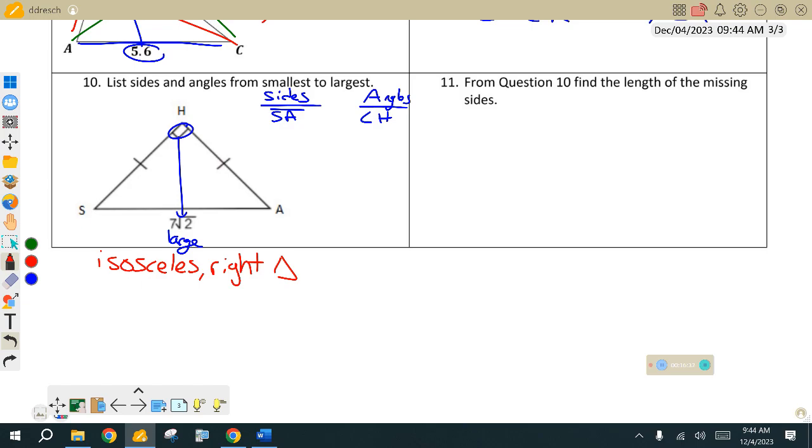So this is the case where HS and AH, one's not greater than the other, is it? They're just on equal footing, aren't they? I guess instead of putting even a comma, I could have just put a congruent symbol there, right?